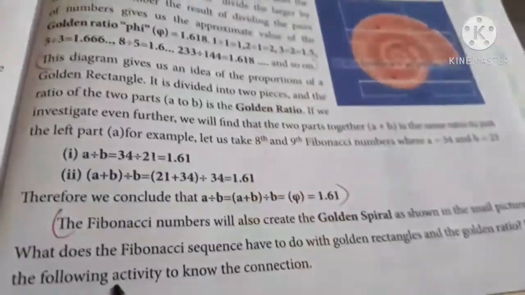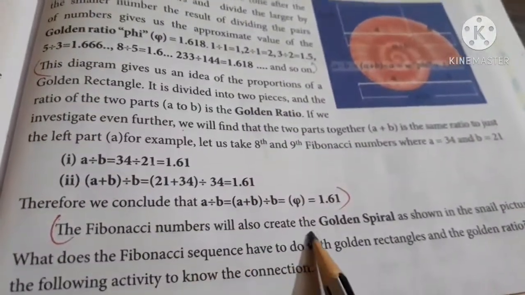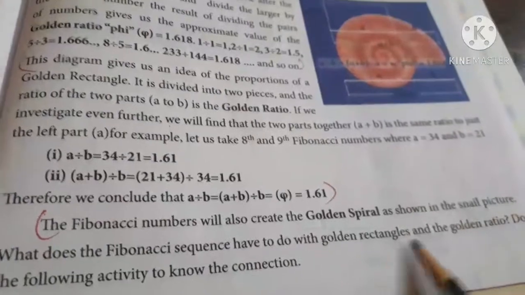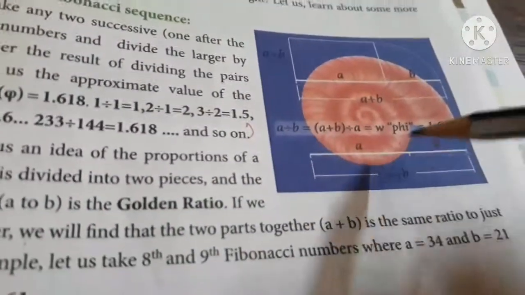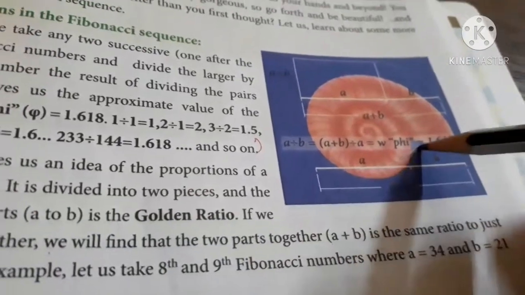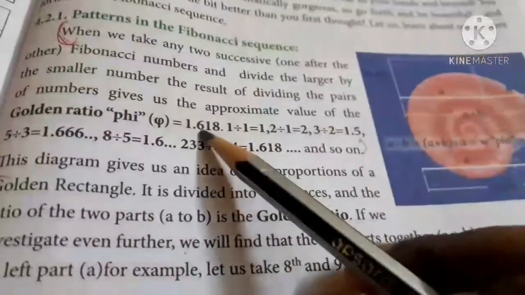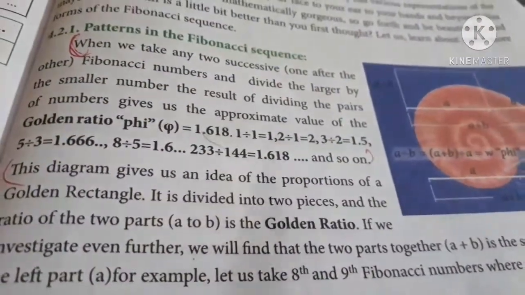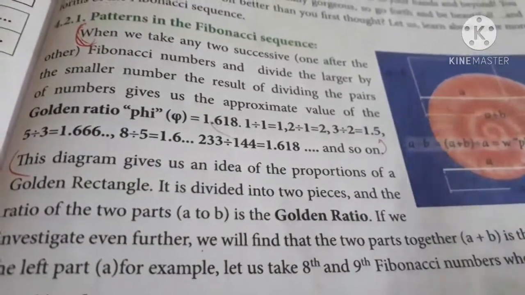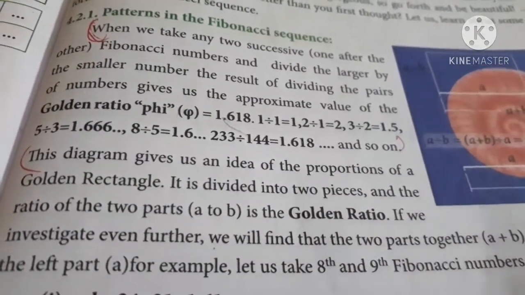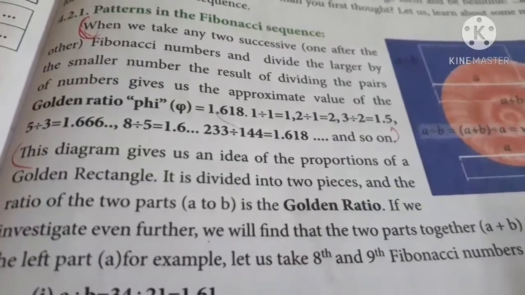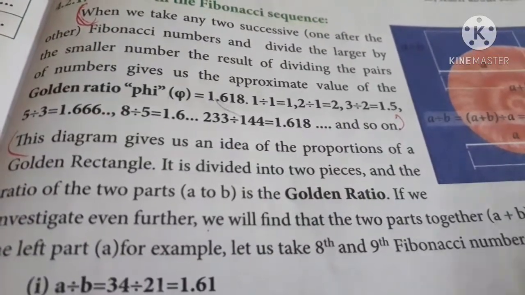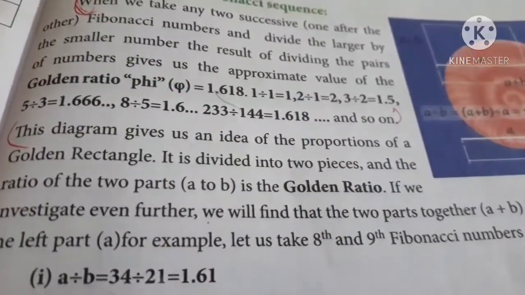Okay, so the Fibonacci numbers will also create a golden spiral as shown in the snail picture. Like this only the spiral will be looking. Okay, so here the golden ratio is equal to 1.618. 1 divided by 1 is equal to 1. Then 2 divided by 1, we already know 2. Then 3 divided by 2, we already know 1.5. Like that it will go on. Okay, see, it is written so on.